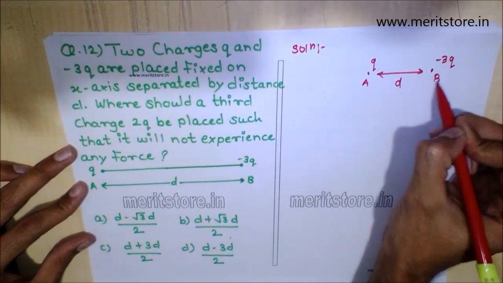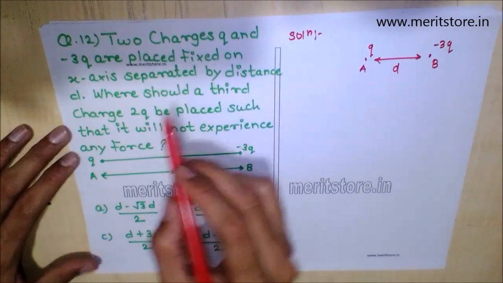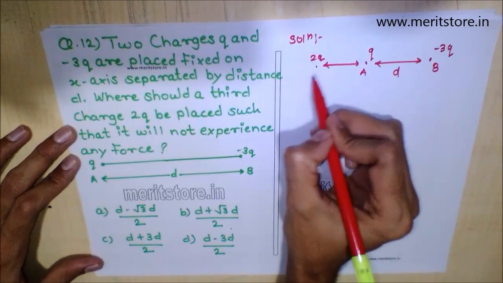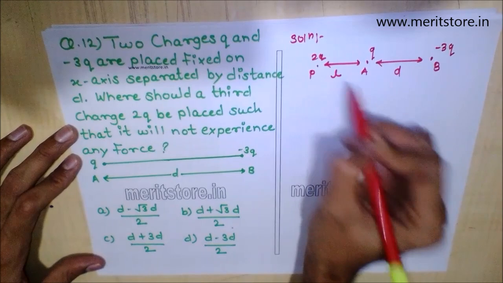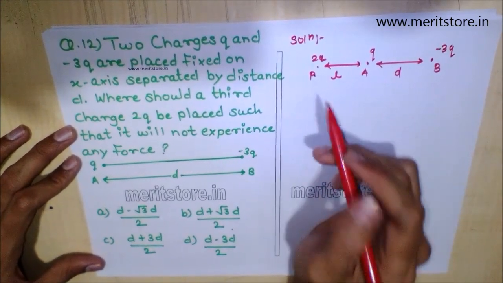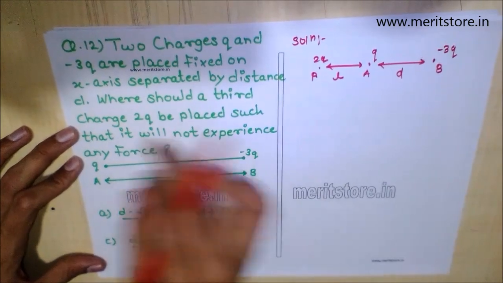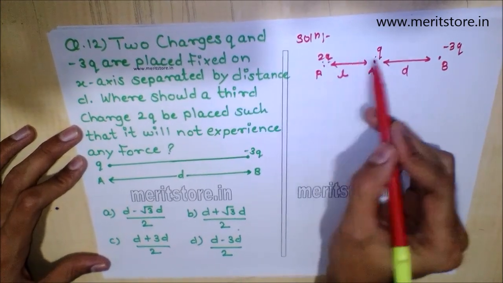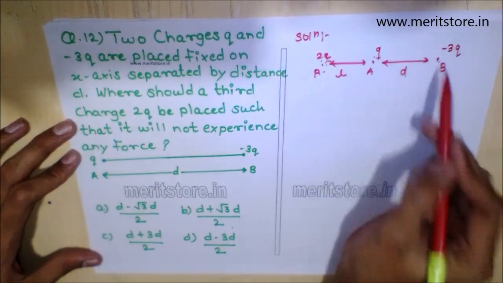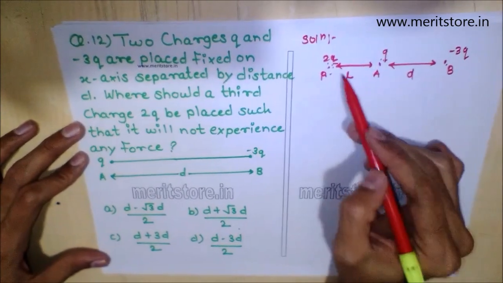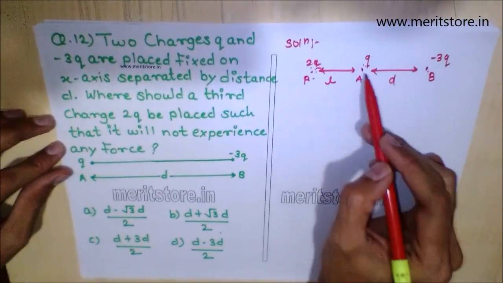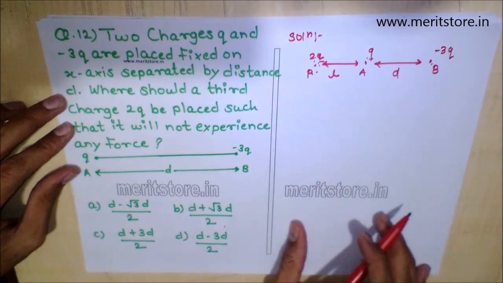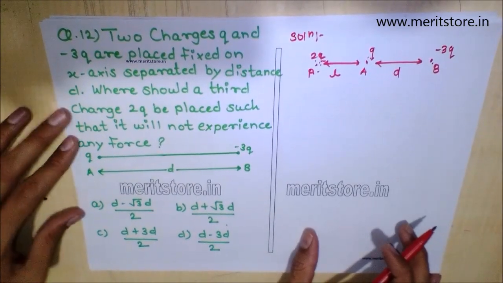Suppose this charge is A, this charge is B. Now suppose we have a charge 2Q. Suppose I place the charge 2Q out here, and the distance between that point, suppose it is P, to A is given as L. So for the point P to experience no force, there will be a force of repulsion between P and A, and a force of attraction between P and B. For it to experience no net force, the force of repulsion and the force of attraction should be the same. So we will equalize both the forces and then come to a conclusion.